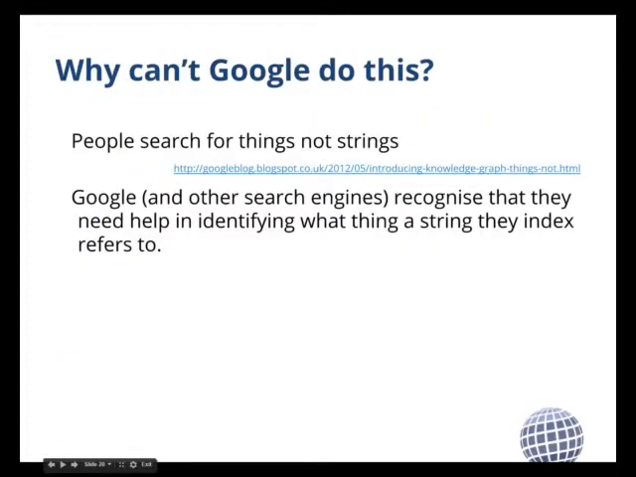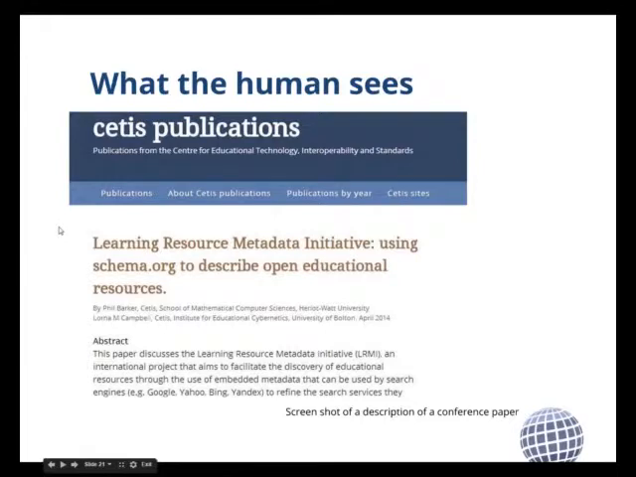Google knows that people are searching for, in their words, things, not strings. But they also recognize that they need help in identifying what thing a string that's in their index actually refers to. And in order to deal with this problem, they got together with Bing and Yahoo and Yandex ultimately to create schema.org.